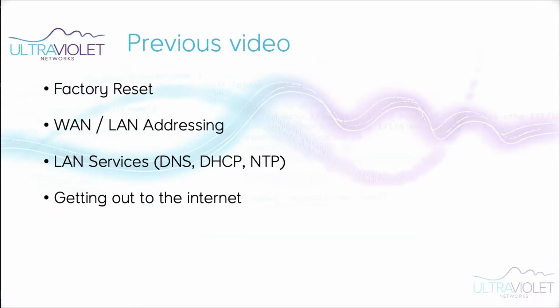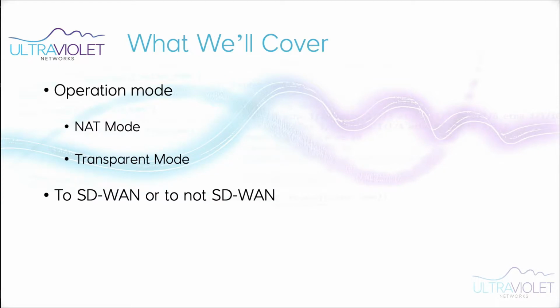In the previous module, we covered the factory reset, WAN and LAN addressing, setting up LAN services as far as DHCP, DNS, and NTP, and setting up a basic policy to get out to the internet. In this module, we're going to cover operation mode, whether that's NAT or transparent mode, and whether or not we should use SD-WAN.